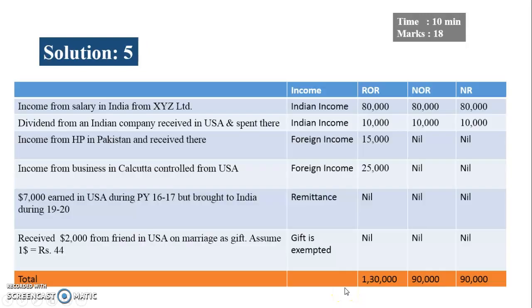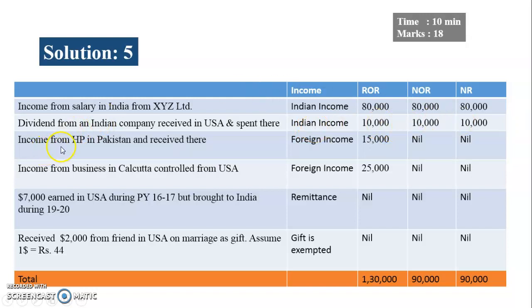Okay. So first part is income from salary in India from Xyz Limited. Since the income is from salary, it is deemed to accrue or arise in India. So this is Indian income and this will be chargeable in all the 3 cases. Second one was dividend from an Indian company received in USA and spent there. Even if it is received in USA and spent there, since it is dividend from an Indian company, it will be deemed to accrue or arise in India. So it will be Indian income and chargeable in all the 3 cases.